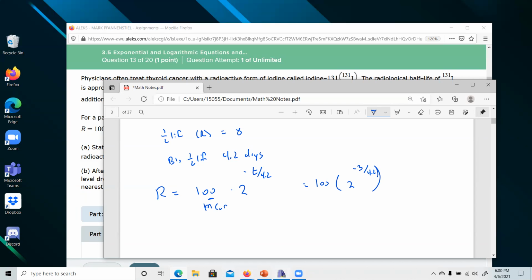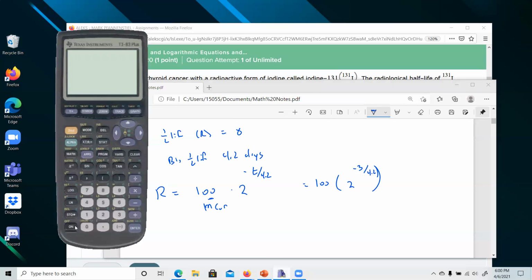How boring, for all of that. Okay, 100 times 2 caret. Now, since we have some arithmetic up here, we have to use parentheses. If you don't use the parentheses, it will do 2 to the negative 3 and then divide the whole thing by 4.2. It's not going to be the same number. Okay, divided by 4.2.